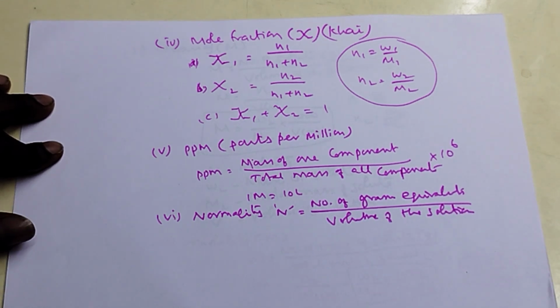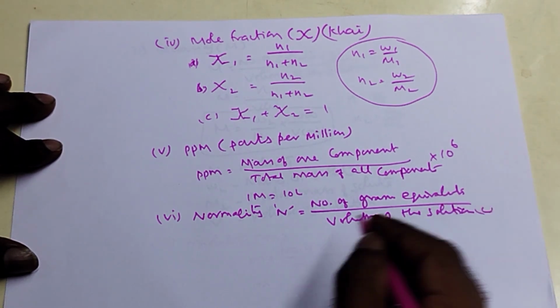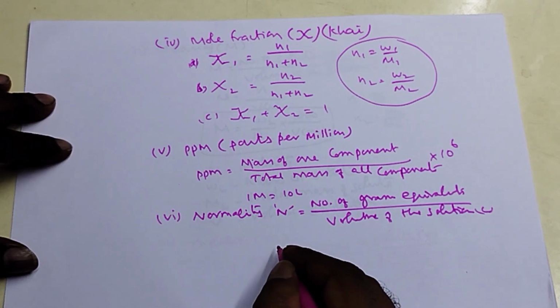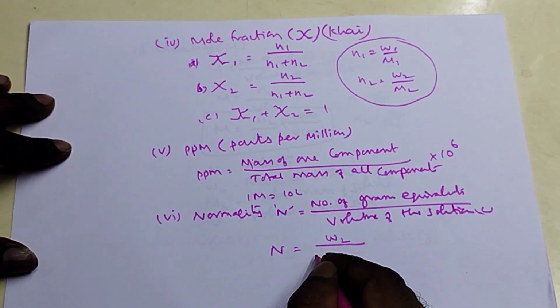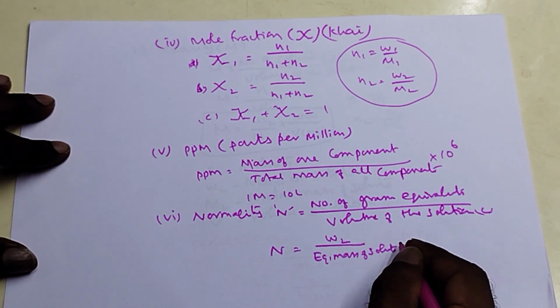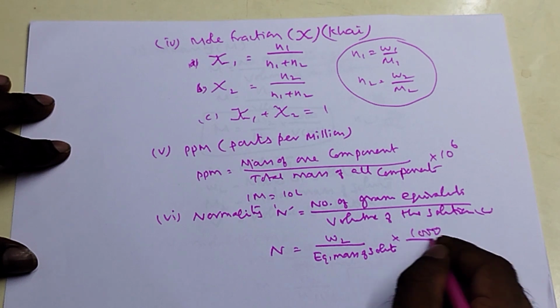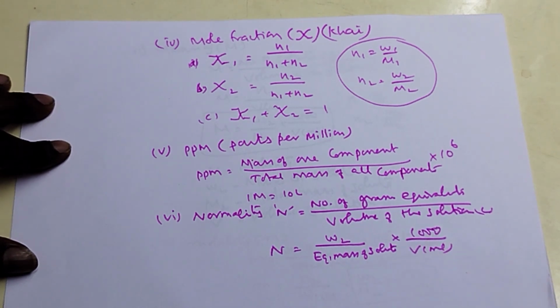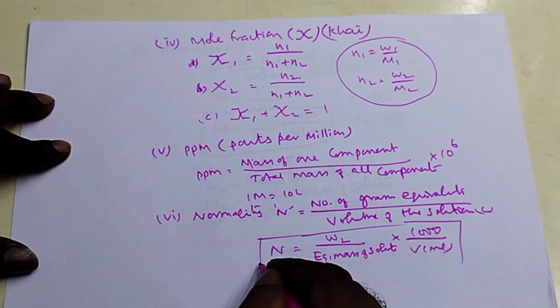Yes, normality is the number of gram equivalents of solute expressed in volume of the solution in liters. If we express it as a formula, N is equal to W2, the mass of solute, divided by the equivalent mass of solute, into 1000 divided by V mL. So, this is the formula for calculating normality of a solution.